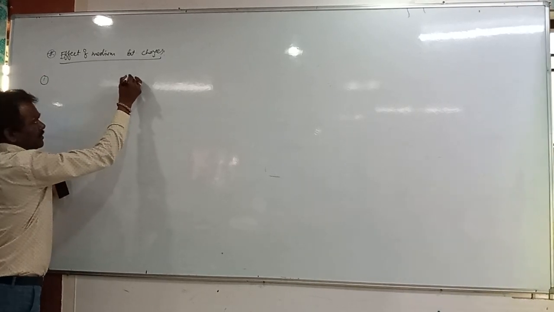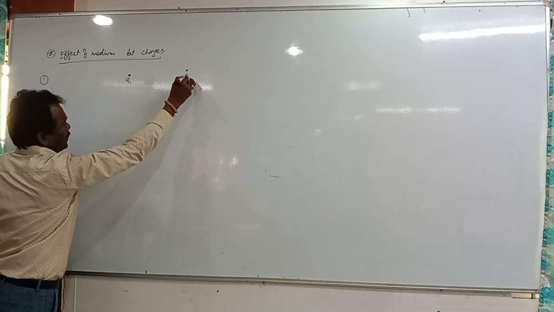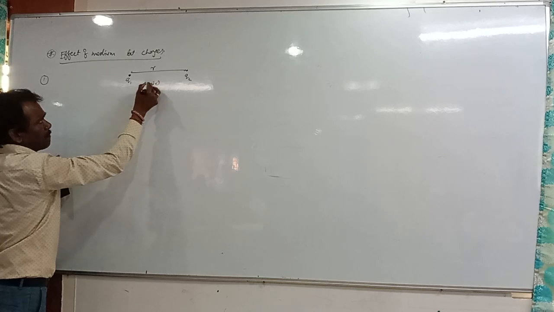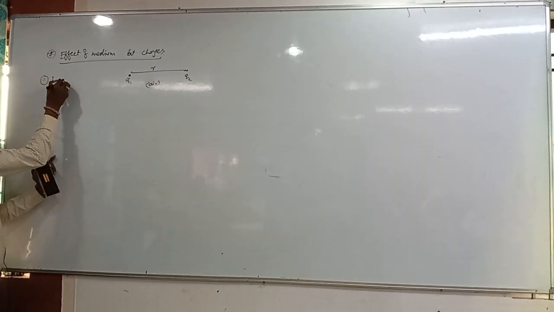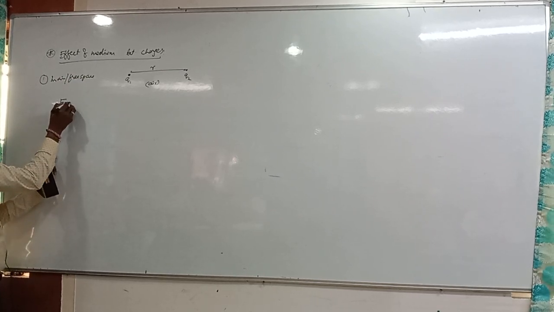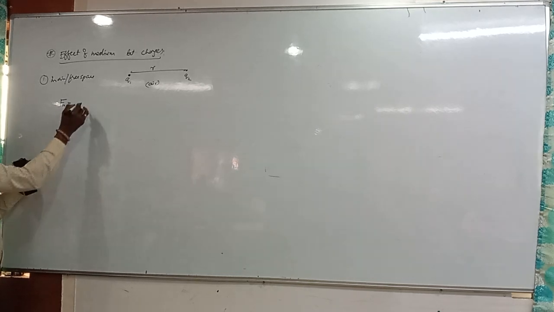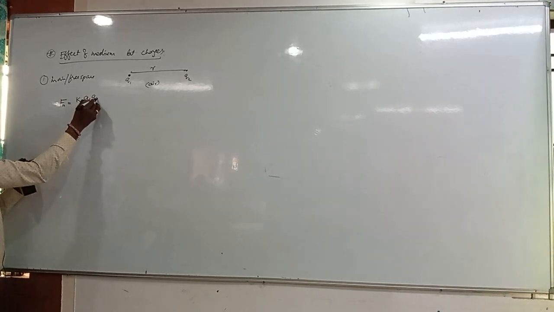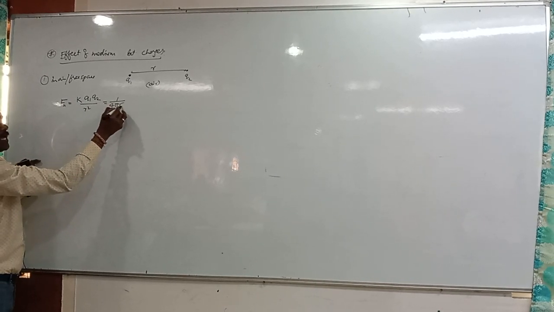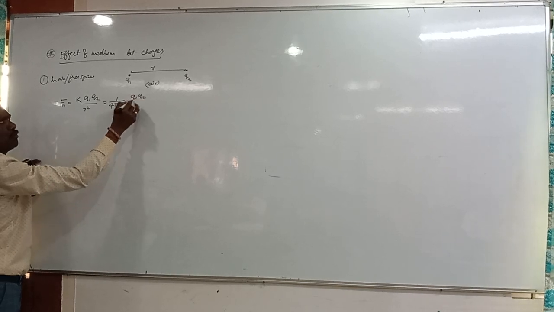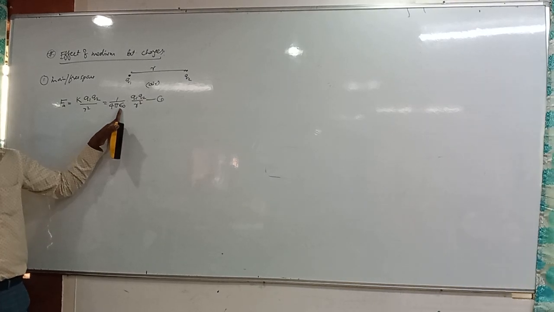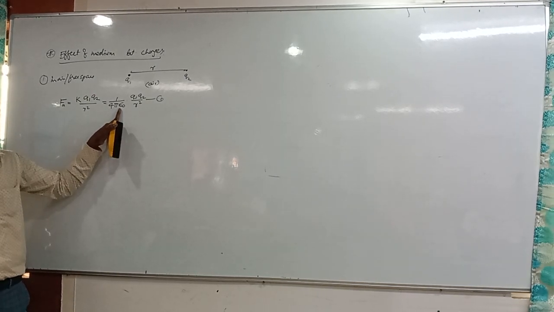First, if Q1 charge is there, which are separated by r distance in the air or free space, what is the force? K into Q1 Q2 by r square. I am writing here 1 by 4 pi epsilon naught into Q1 Q2 by r square. What is epsilon naught here? Permittivity of air or free space, right?